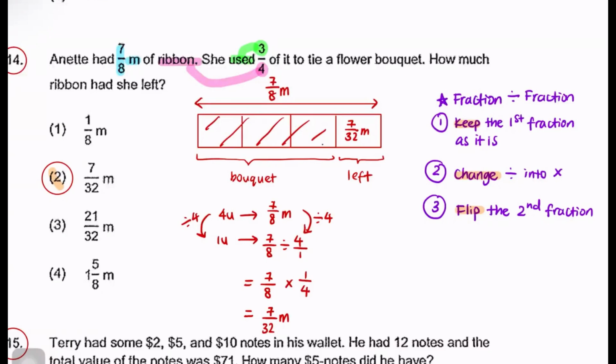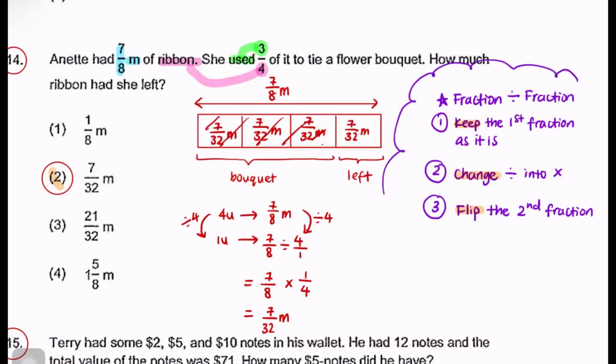Actually, every unit is 7 over 32. 7 over 32, 7 over 32, 7 over 32. If you don't believe me, you just do 7 over 32 times 4. See whether you get back 7 over 8. You just check with me, okay? Is it correct that every part of the ribbon is 7 over 32, times 4? I have 4 parts of the ribbon. Right?